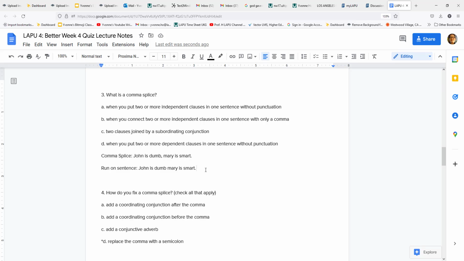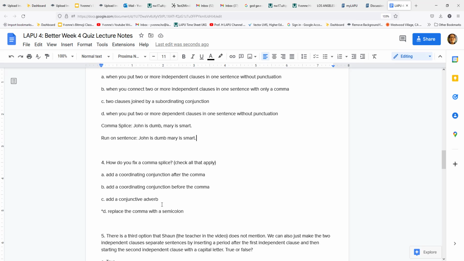If not, you've got to restudy and go, what was that? And you have got to go and study it again. So a comma splice is when you connect two or more independent clauses with only a comma. In other words, that's wrong. So it's a B.